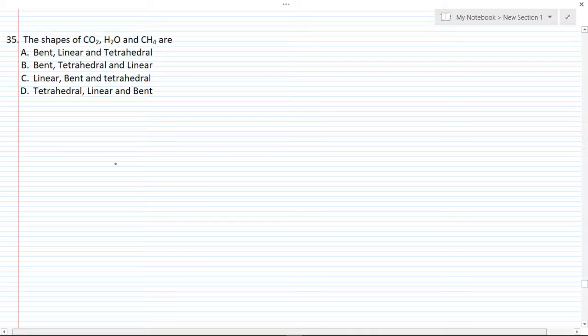So this question pretty much is asking us to state the shapes of these molecules. So the first one is CO2. The structure of CO2 is giving us a carbon with two double bonds to oxygen. That of H2O is giving us oxygen bonded to two hydrogen atoms, and that of CH4 is giving us a central carbon atom with four hydrogen atoms.